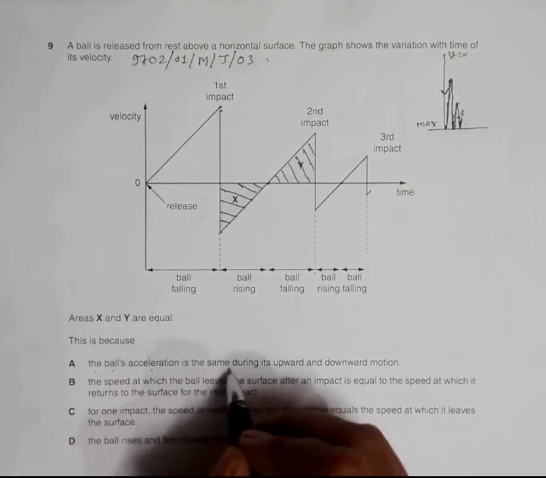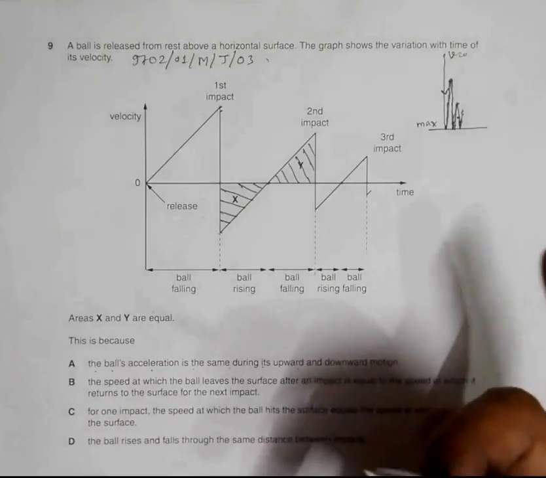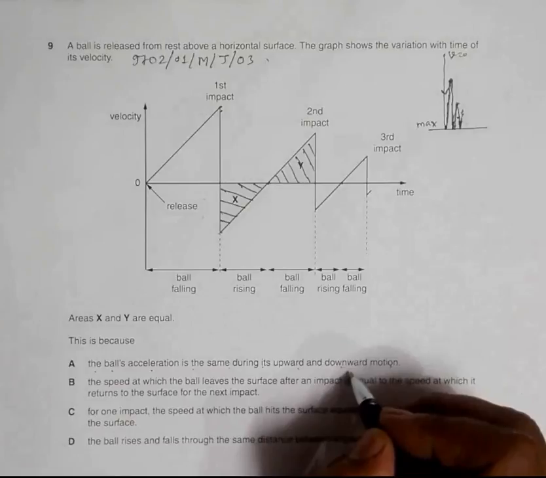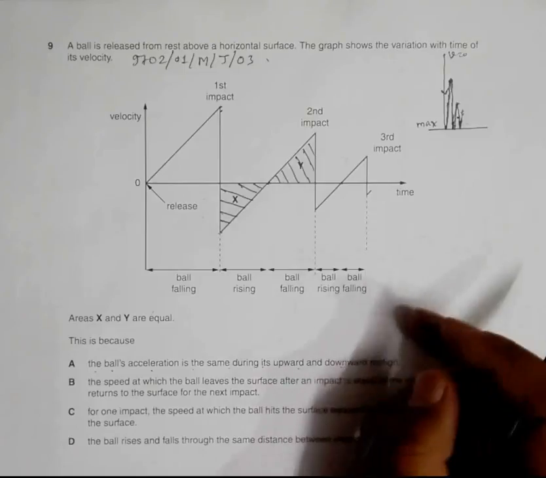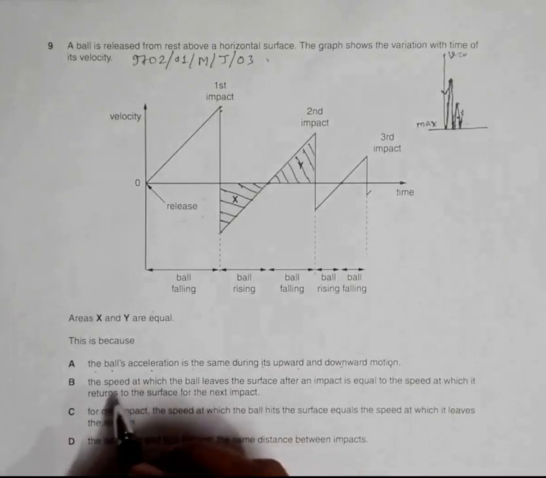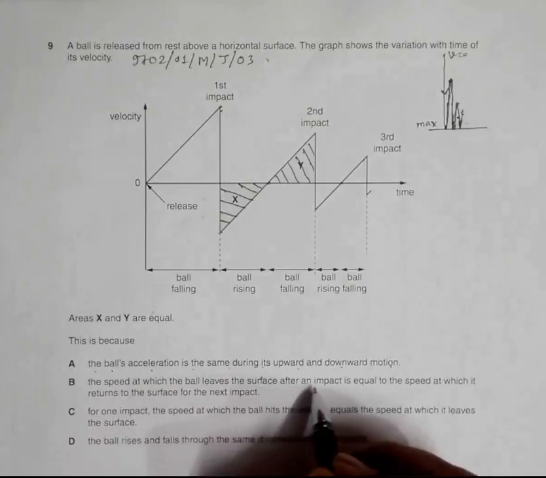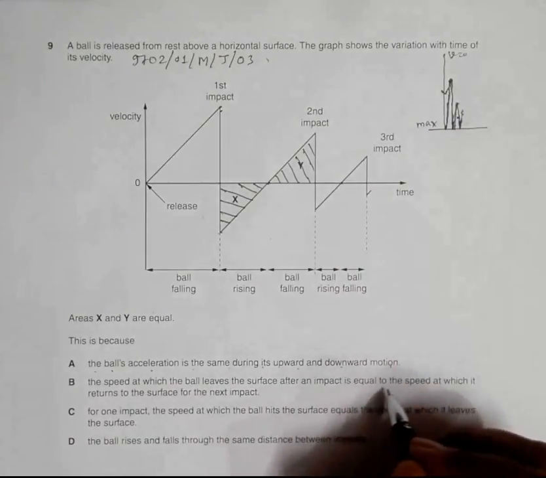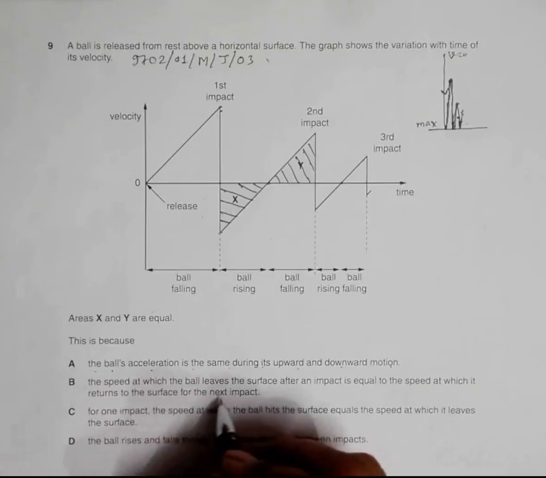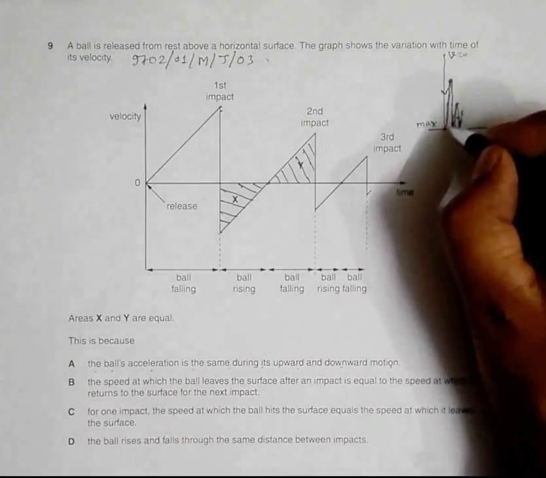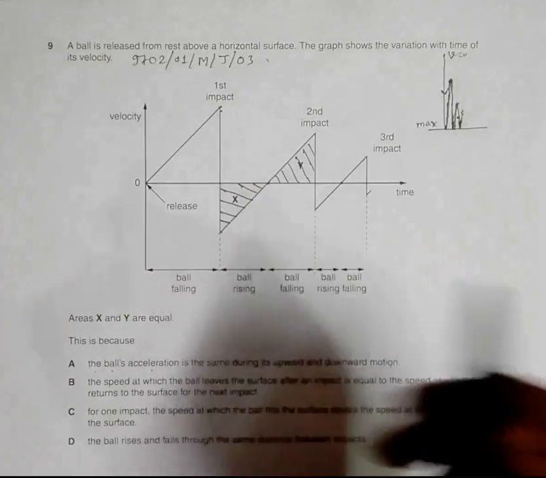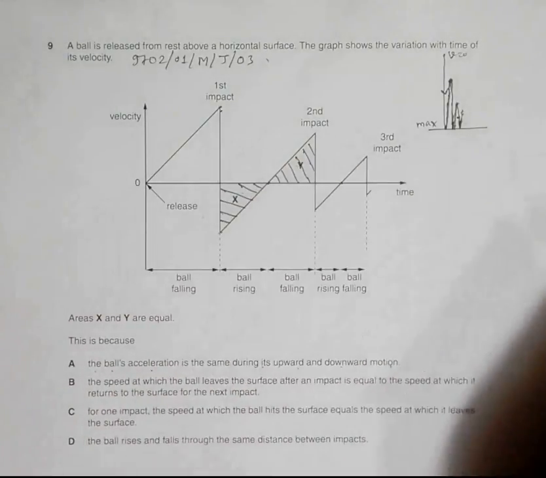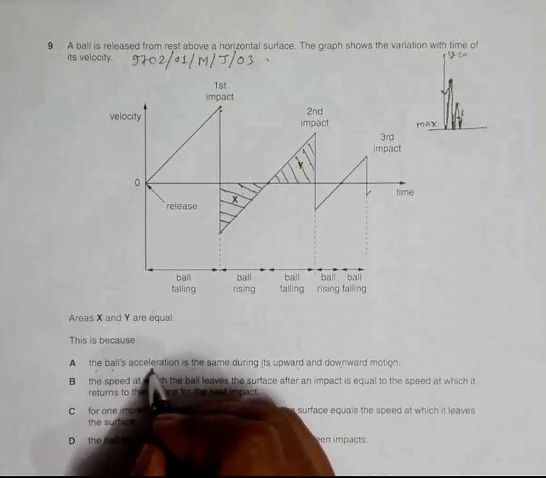The ball's acceleration is the same during its upward and downward motion. The magnitude is the same, but the acceleration is different because it's positive and negative. When it comes down it's positive, when it goes up it is negative. The speed at which the ball leaves the surface after an impact is equal to the speed at which it returns to the surface for the next impact. But what happens is the area does not show the speed.